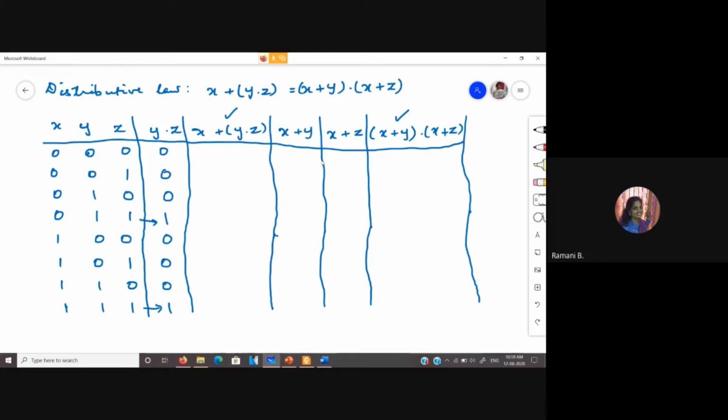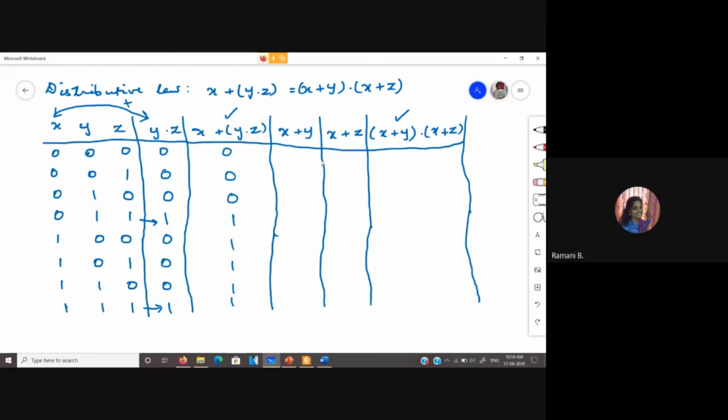And next we are going to perform OR operation between this x and this y dot z. Okay. So with OR operator, if any one of the values is 1, we get the output to be 1. Otherwise it is 0. So this is 0, this is 0, this is 0. Here we have a 1, here a 1, here a 1, here a 1 and here a 1. So now we have found the left hand side of this expression.